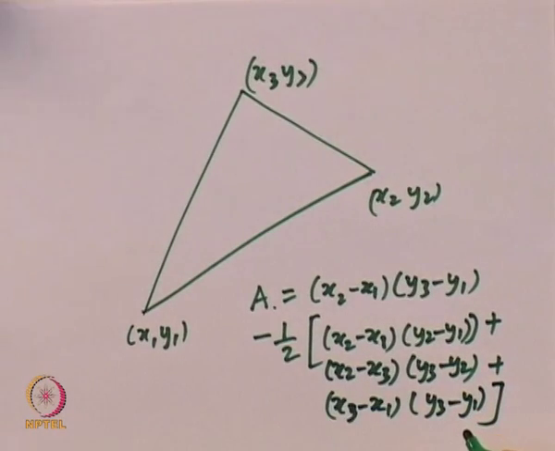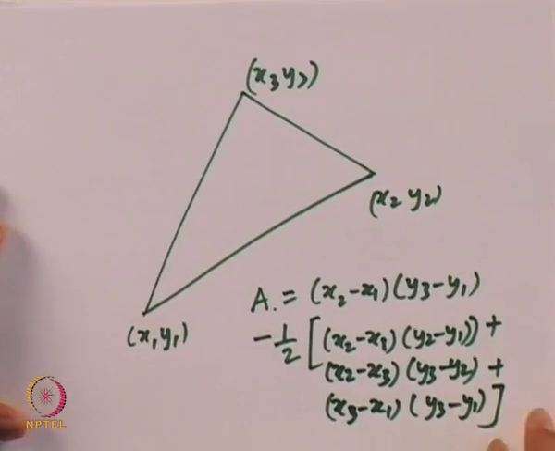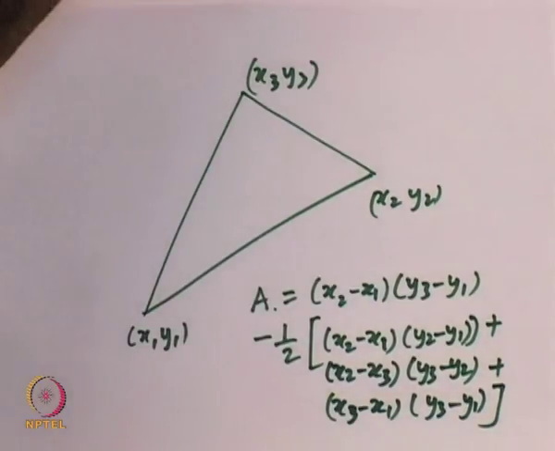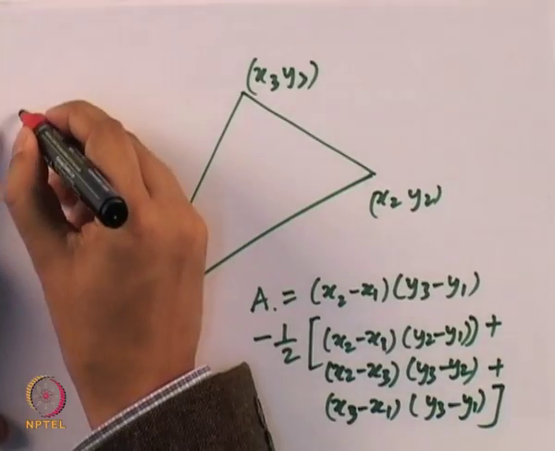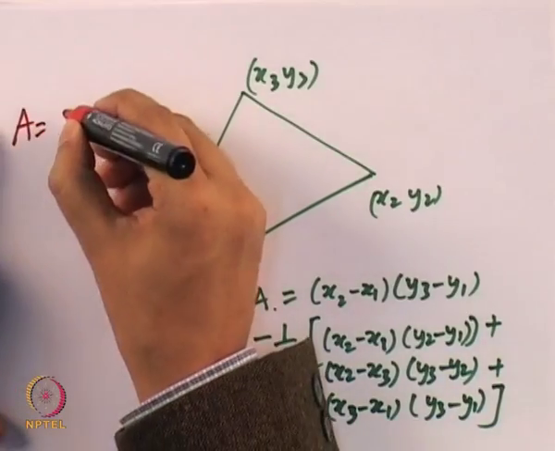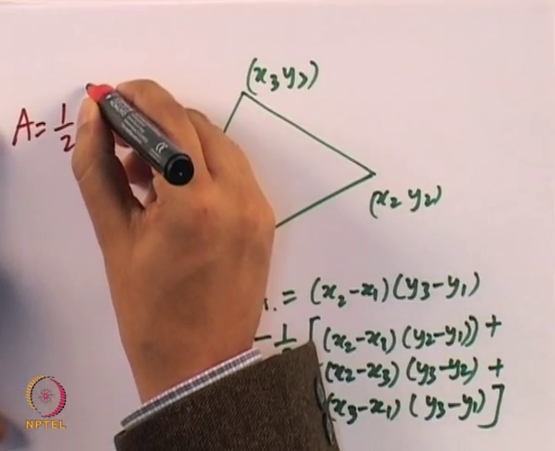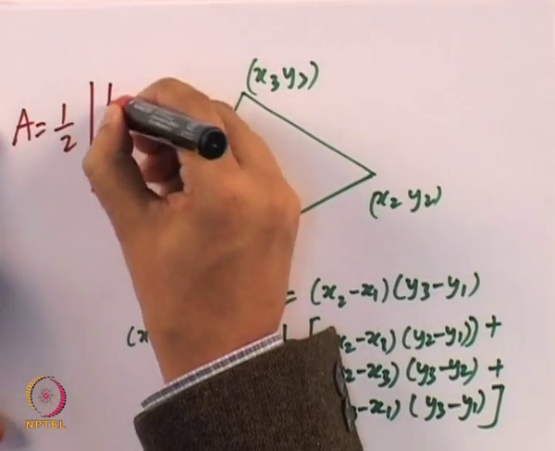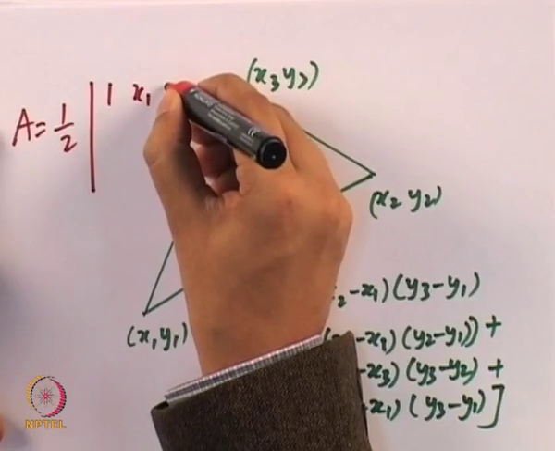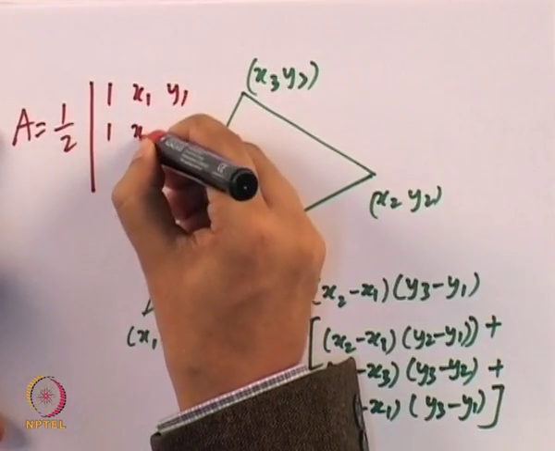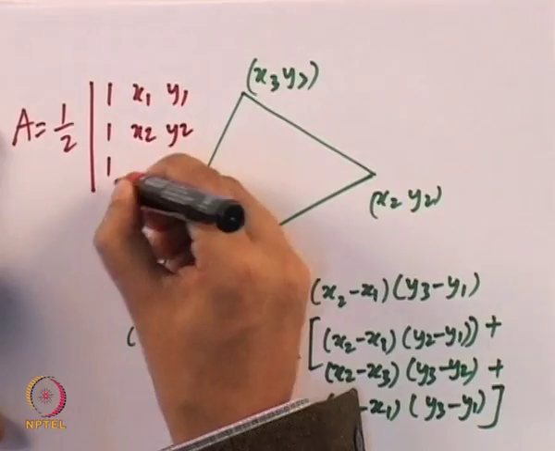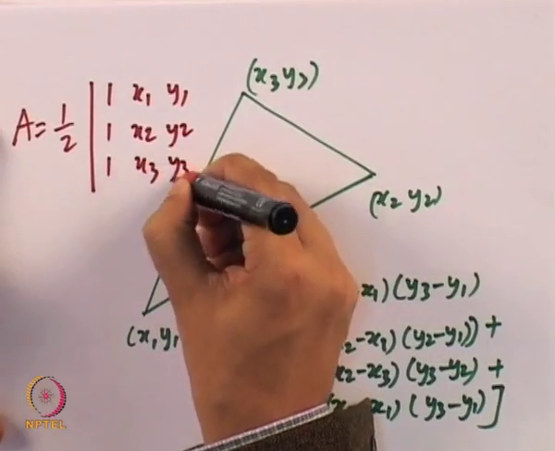This is a very complicated big formula, but we can actually simplify it by using matrix manipulation, and when you do that, what you will see is the area is given by half the value of the determinant. The determinant value is x1, y1, 1, x2, y2, 1, x3, y3.